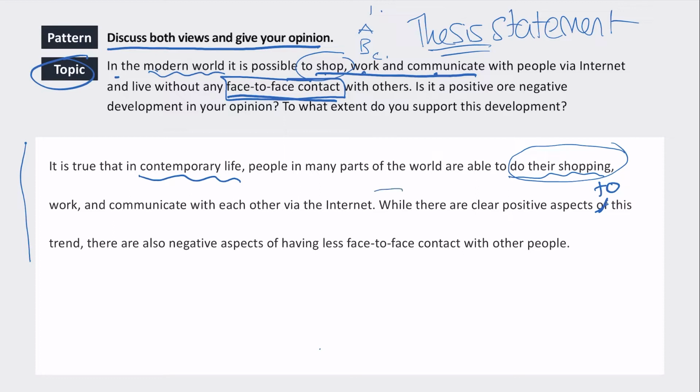But then where's their opinion? Where's their thesis statement? They've just said there are clear positives, there are also negatives. But you need to tell me what they are. Which one do you agree with? Okay, this is okay, but it's not a very strong sentence.